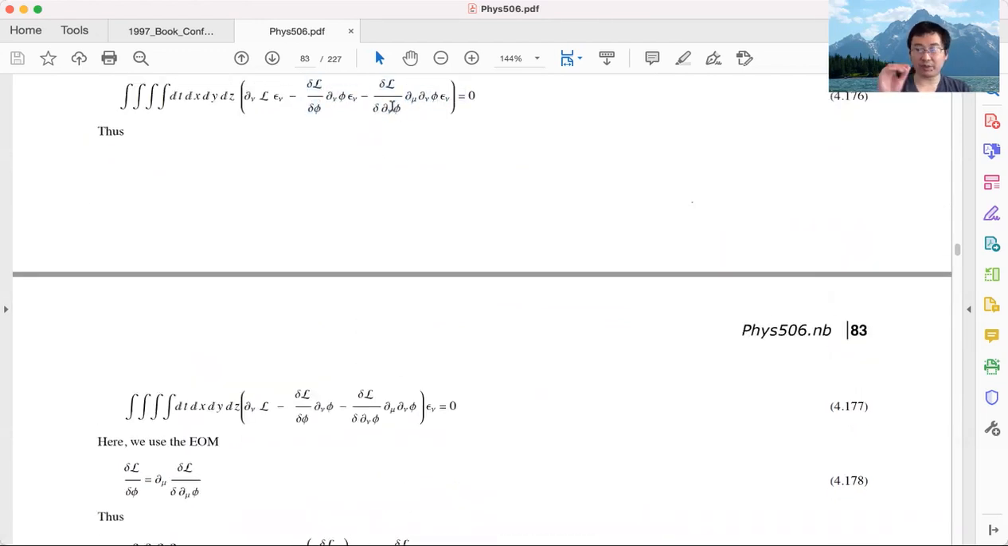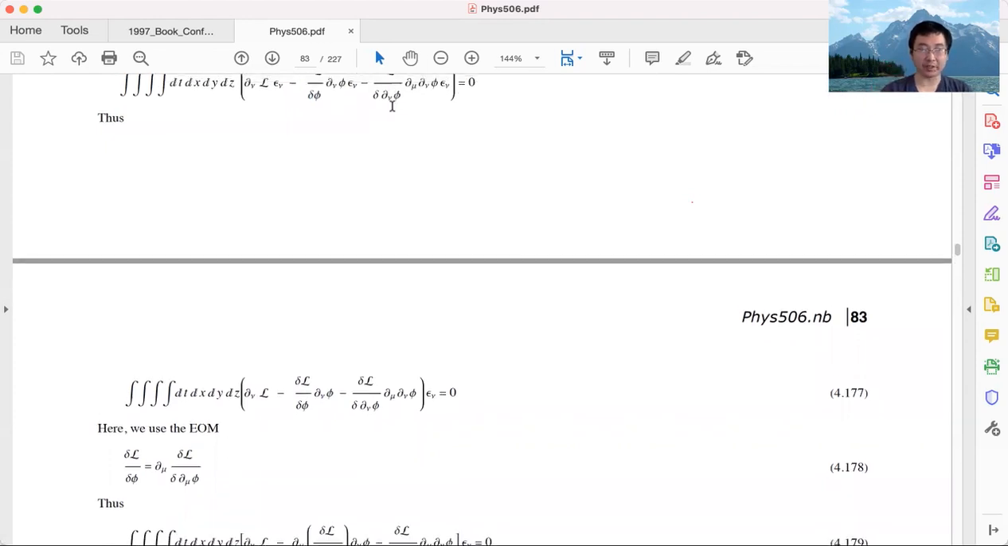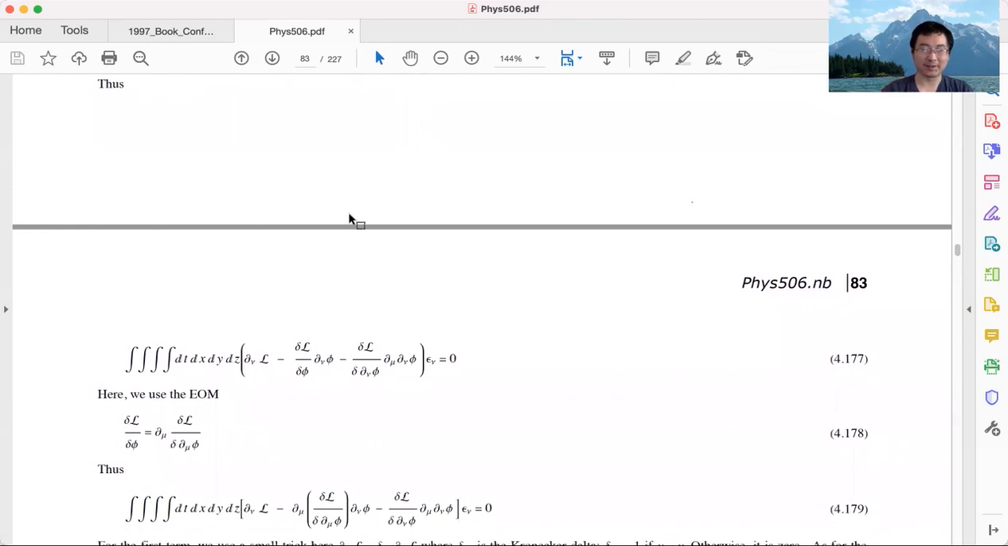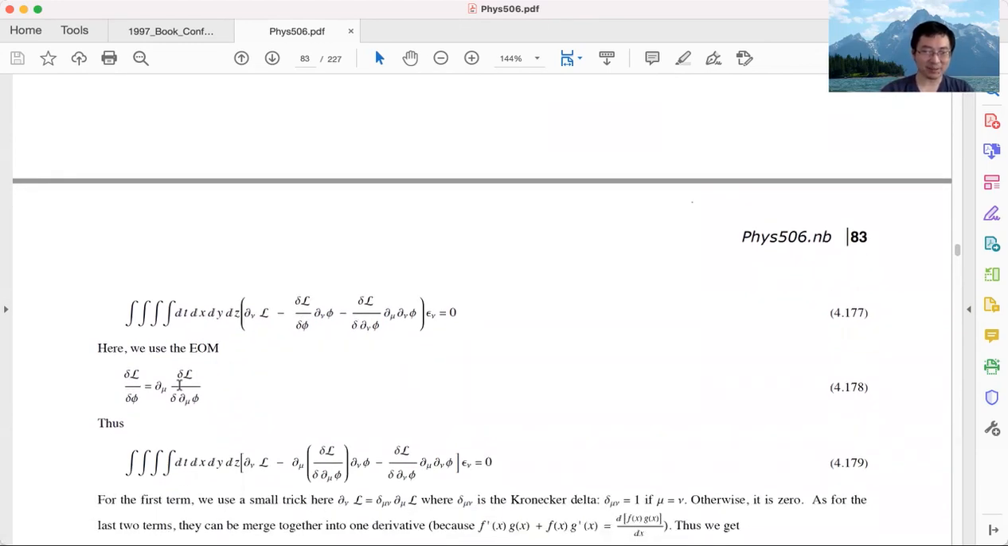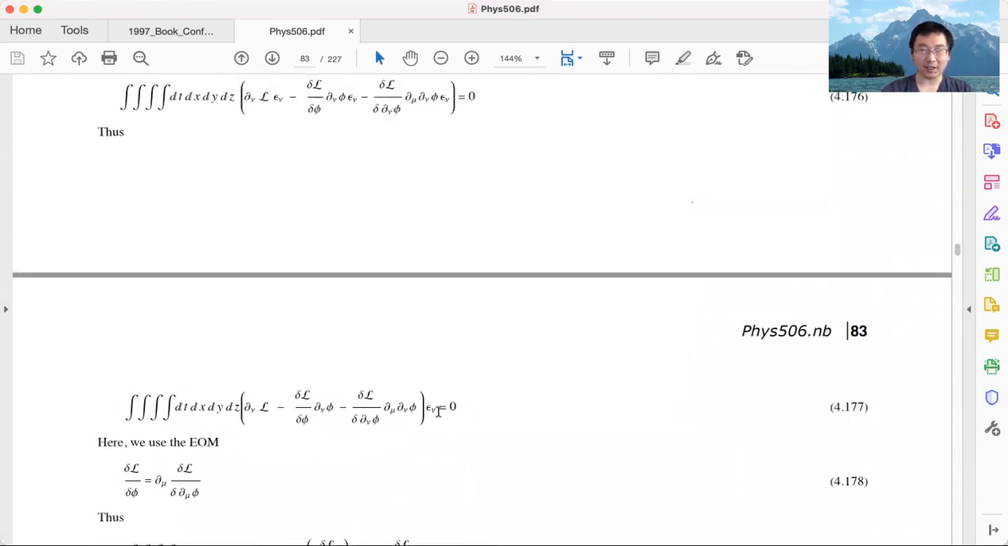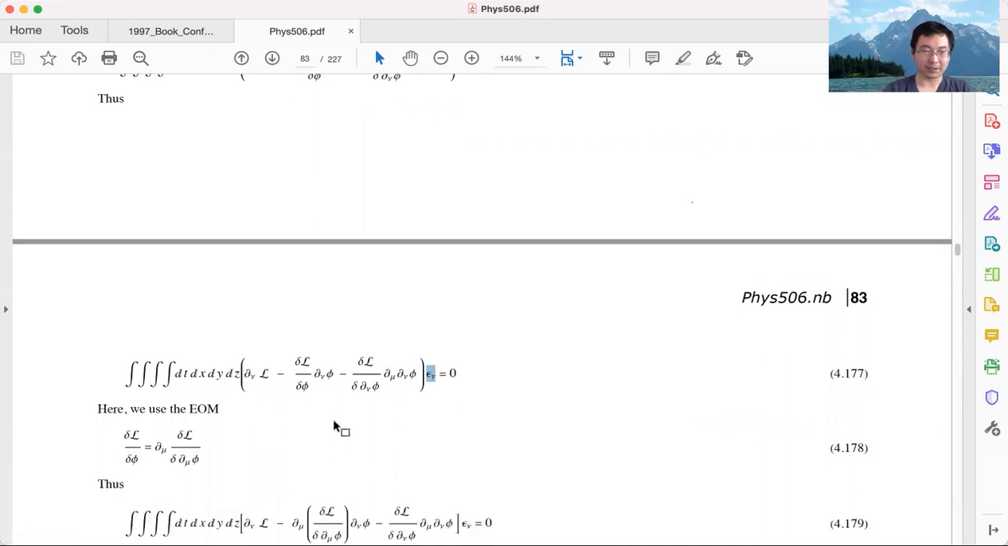And here again, we play the trick of integral by parts. Oh, sorry. Before we play the trick of integral by parts, we need to do one more thing. That's one more thing we need to do is we use actually the equation of motion. Actually, what I did here is I put the common factor epsilon outside my parentheses.